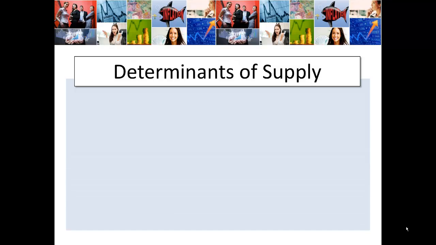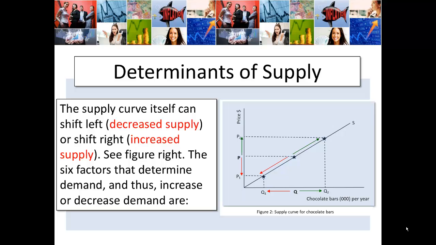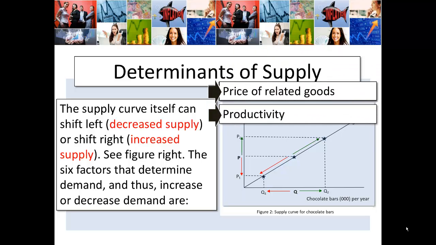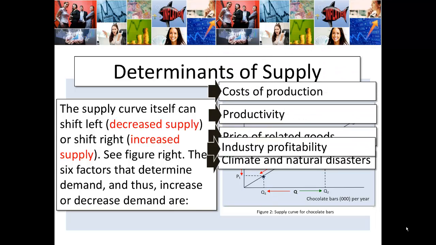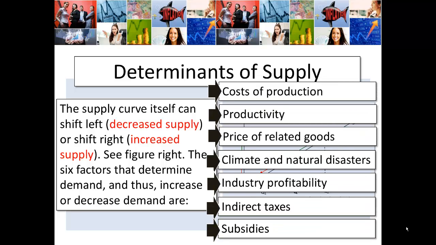Let's look at some of these individual factors in a little bit more detail now. So the supply curve can shift left or it can shift right. And things that will cause the supply curve to do this are sevenfold for the purpose of our course: cost of production, productivity, the price of related goods, climate and natural disasters, the profitability of industry, indirect taxes and subsidies.